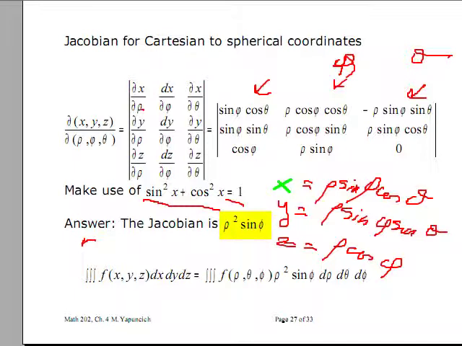So when you make the transformation from Cartesian into spherical, you rewrite the function in terms of the new coordinates, spherical coordinates. The dx, dy, dz are replaced with the Jacobian, rho squared sine phi, d rho, d theta, d phi.